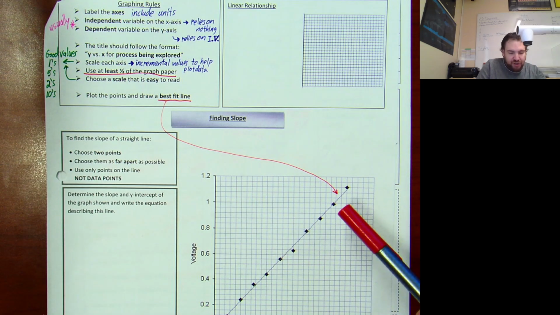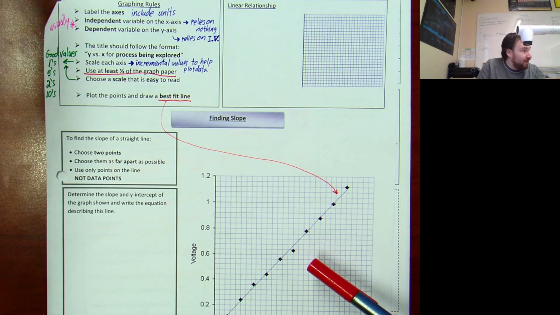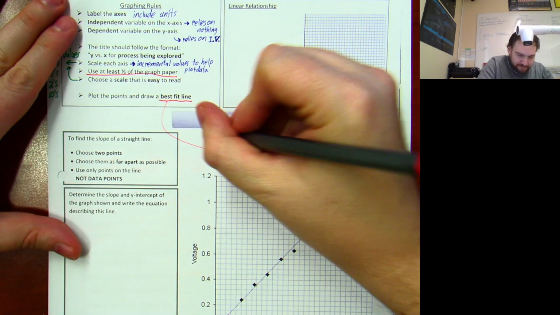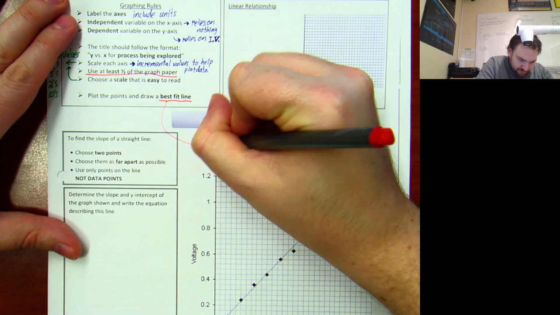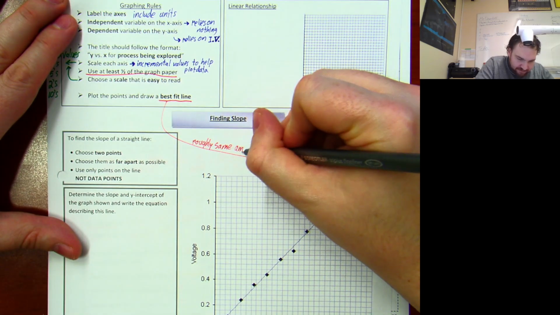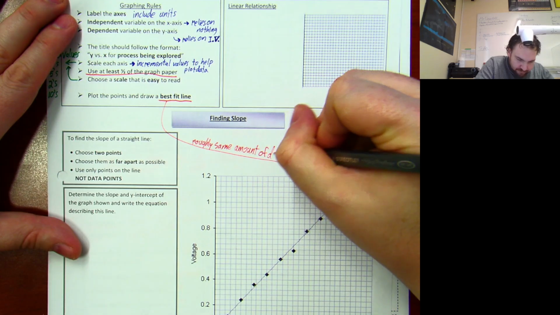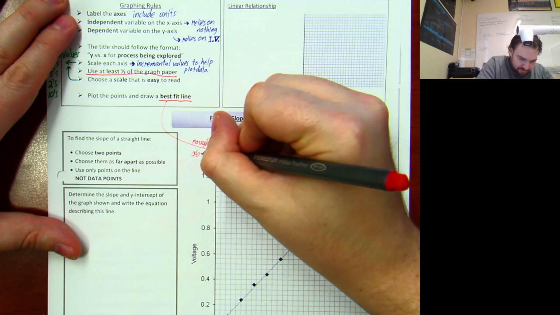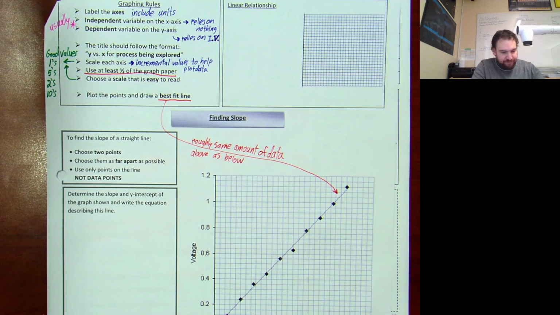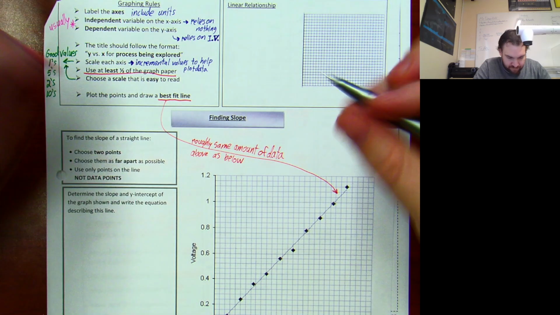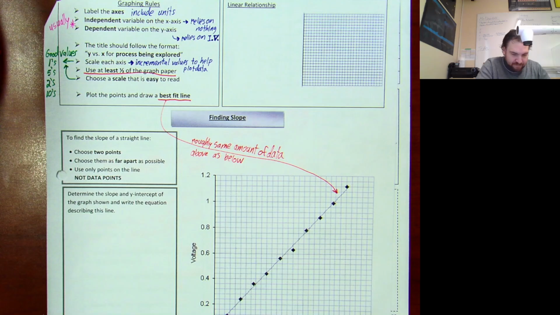The line of best fit means you want roughly the same amount of data above as you do below. I'll add that in here, roughly the same amount of data above as below. And it doesn't actually have to go through any of your data points. It just has to be your best approximation for it.